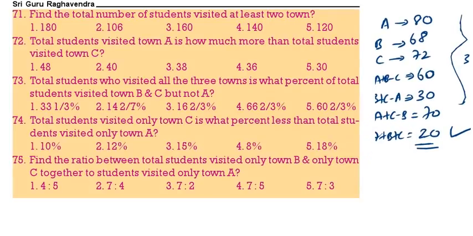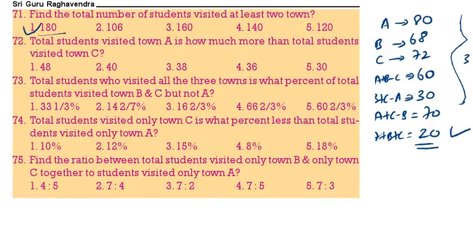See the first one. Find the number of students who visited at least 2. At least 2 means these are all we have to count. 1, 2, 3, 4. 60 plus 30, 90. 90 plus 70, 160. 160 plus 20, that is 180.